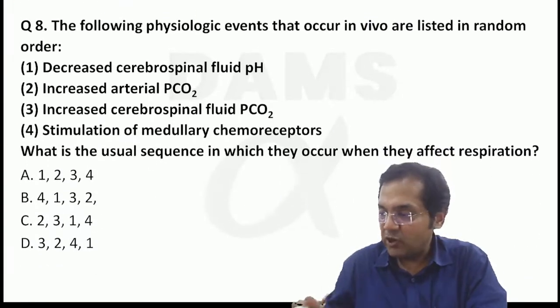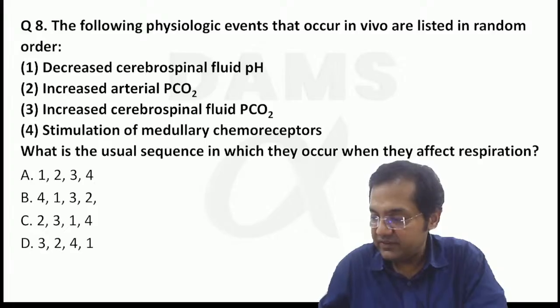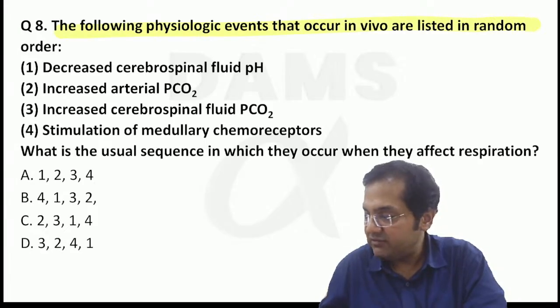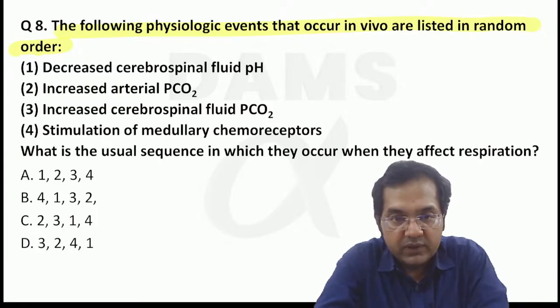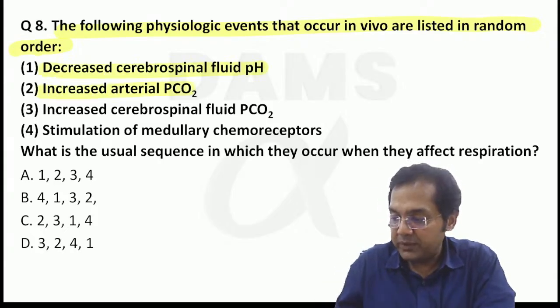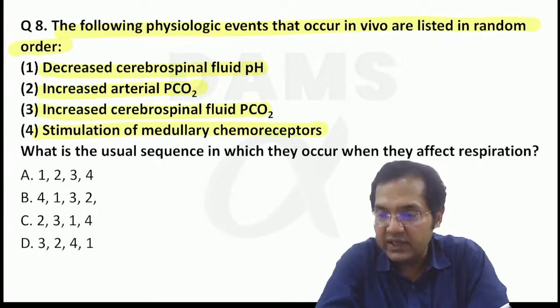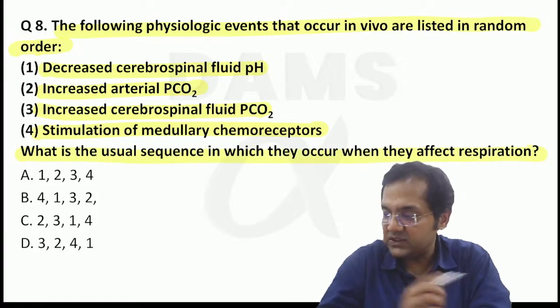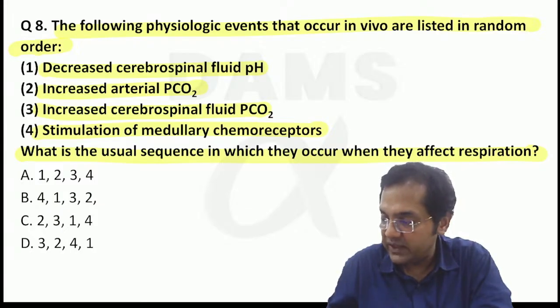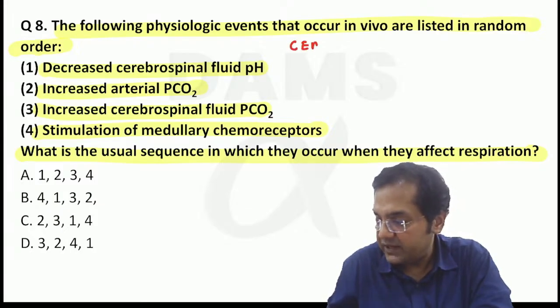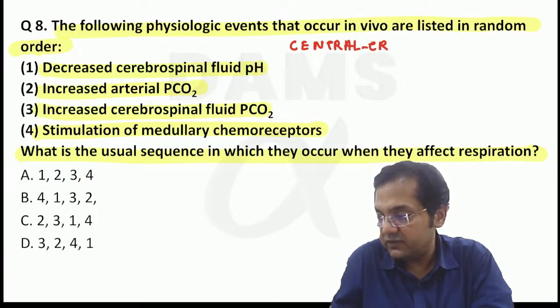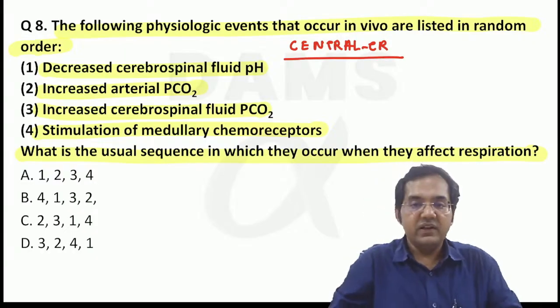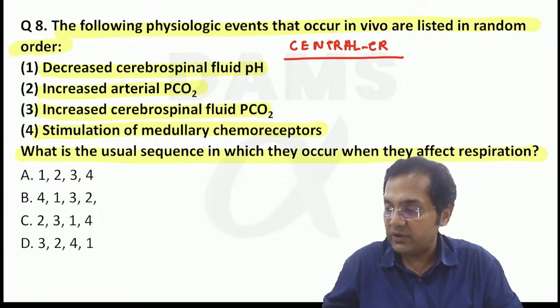The following physiological events that occur in vivo are listed in random order. Decreased cerebrospinal fluid pH, increased arterial PCO2, increased CSF PCO2, stimulation of medullary chemoreceptors. What is the usual sequence in which they occur when they affect respiration? This is a very, very good question, because we are revising the mechanism of stimulation of central chemoreceptors. Let's revise. What is the primary stimulus for the central chemoreceptor?